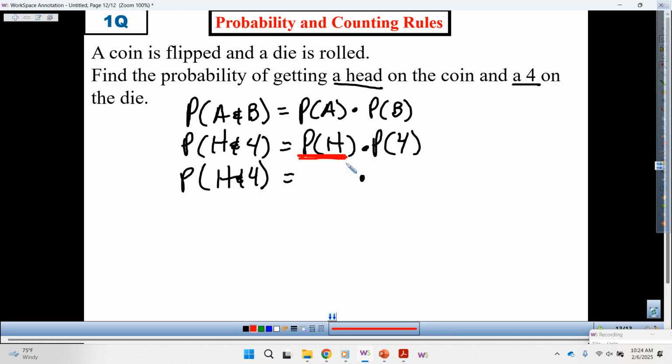All right, looks like Santi's got this one. Santi, go. 1/2. That is correct. Therefore, tell your neighbor the probability of rolling a 4. Probability for rolling a 4.